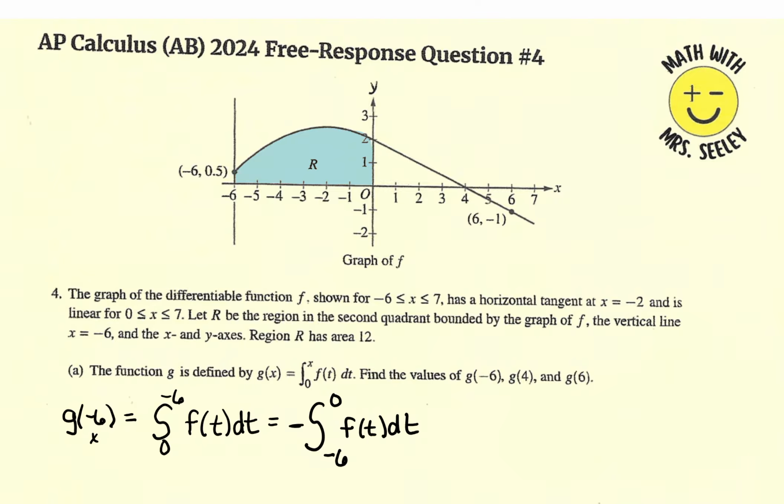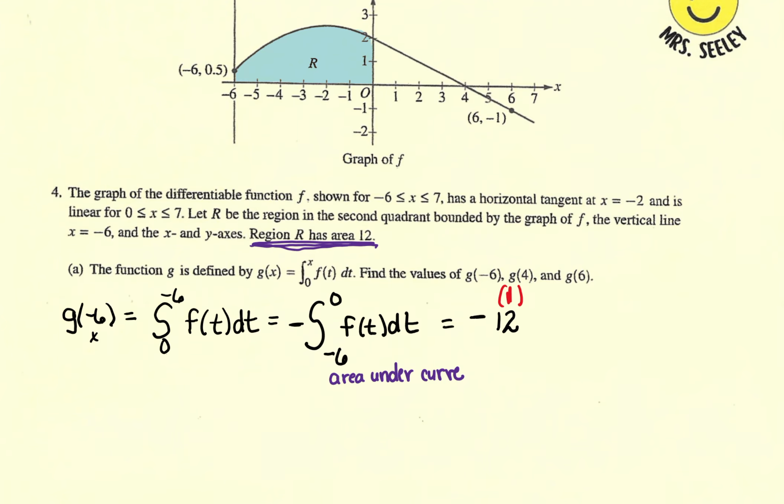Here's the other thing that you want to recall. The integral is the area under a curve. So I want the area from -6 to 0. So basically, that blue area or region R. We are told that region R has area 12. So that means it's negative because of the negative out front, and the area under that curve is 12. If you were able to get that value, give yourself the first of the 9 points this question is worth.